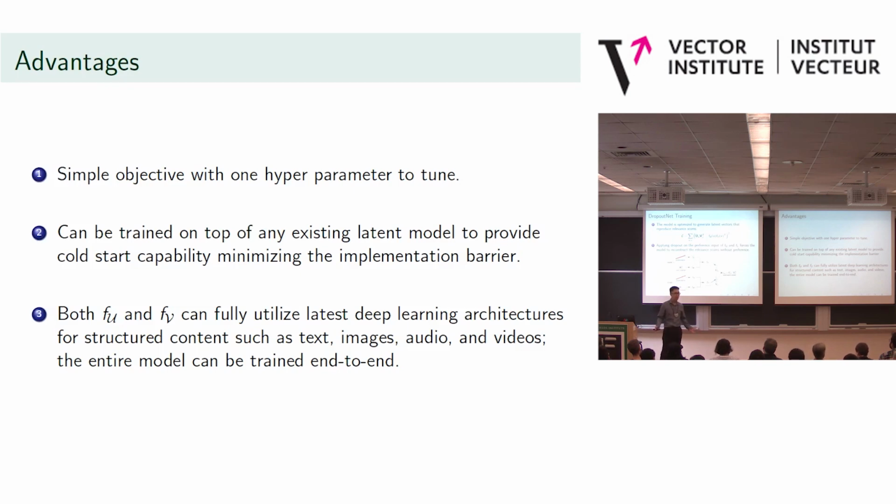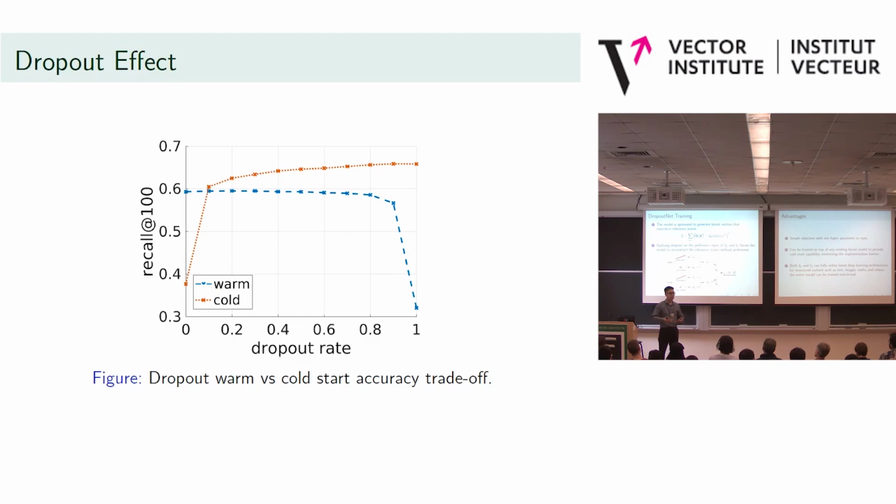Finally, both the user and item networks can fully utilize the latest deep learning architectures for structured content such as text, audio, image, and video. The entire model can be trained end-to-end. So for example, if you have a music classifier with acoustic models, you can remove the classification layer and put the rest of the model as input to the dropout net. Then you can either transfer the weights or train the entire model end-to-end from scratch.